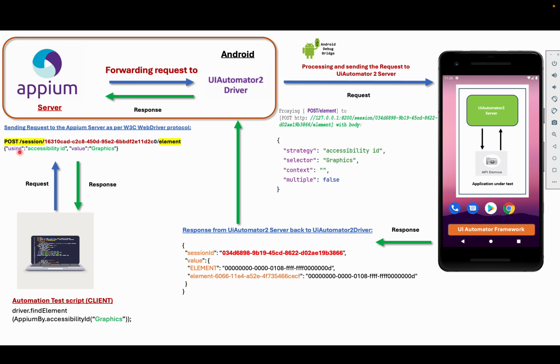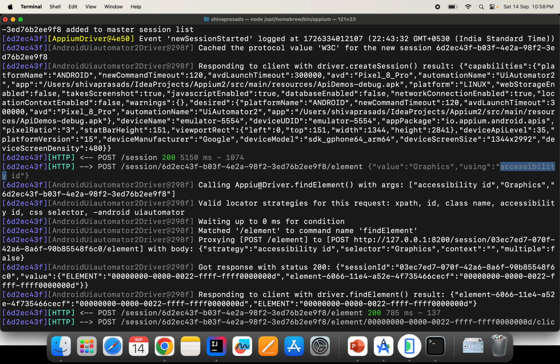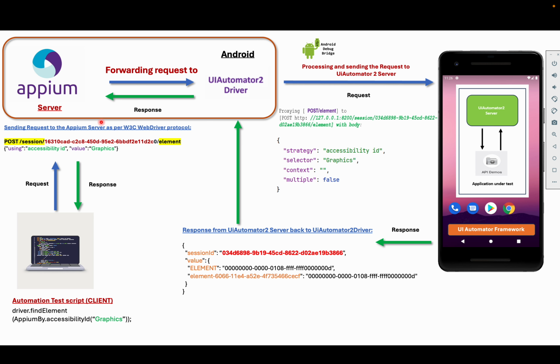So what we are trying to do here is that, as you can see, we are trying to send a post request to this element with the session ID. Again, it's a dummy session ID which was created using a PPT. You can ignore that, but this is the actual session ID that got created in the last run. Now we are sending this request to the Appium server. Now this Appium server is routing this request to the UI Automator 2 driver. Now this UI Automator 2 driver has to send the request, or proxy the request, to the UI Automator 2 server, which is running on the Android device.